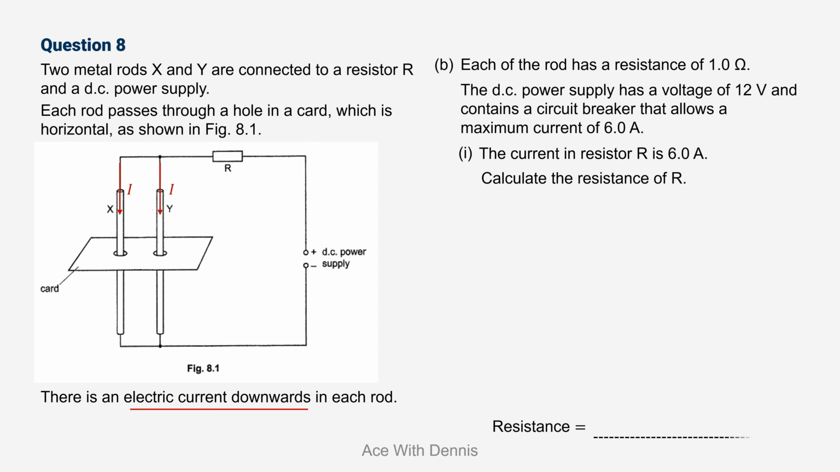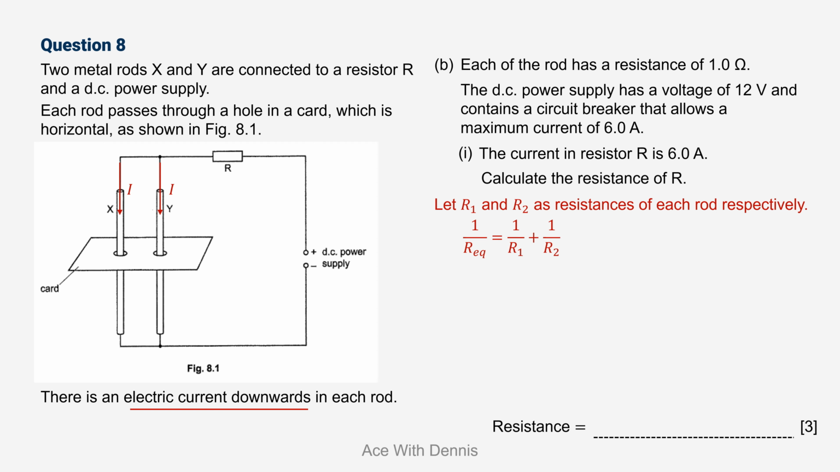3 marks. So from the diagram, we can see that the two metal rods are connected in parallel. So we let R1 and R2 be the resistances of each rod respectively. Then we need to calculate the equivalent resistance of these parallel resistors. So apply this formula, 1 over R equivalent equals 1 over R1 plus 1 over R2. Then we substitute the values, both R1 and R2 have the same value, which is 1 ohm. So it will be 1 over 1 plus 1 over 1, which gives us 2. Hence, the equivalent resistance will be 0.5 ohms.